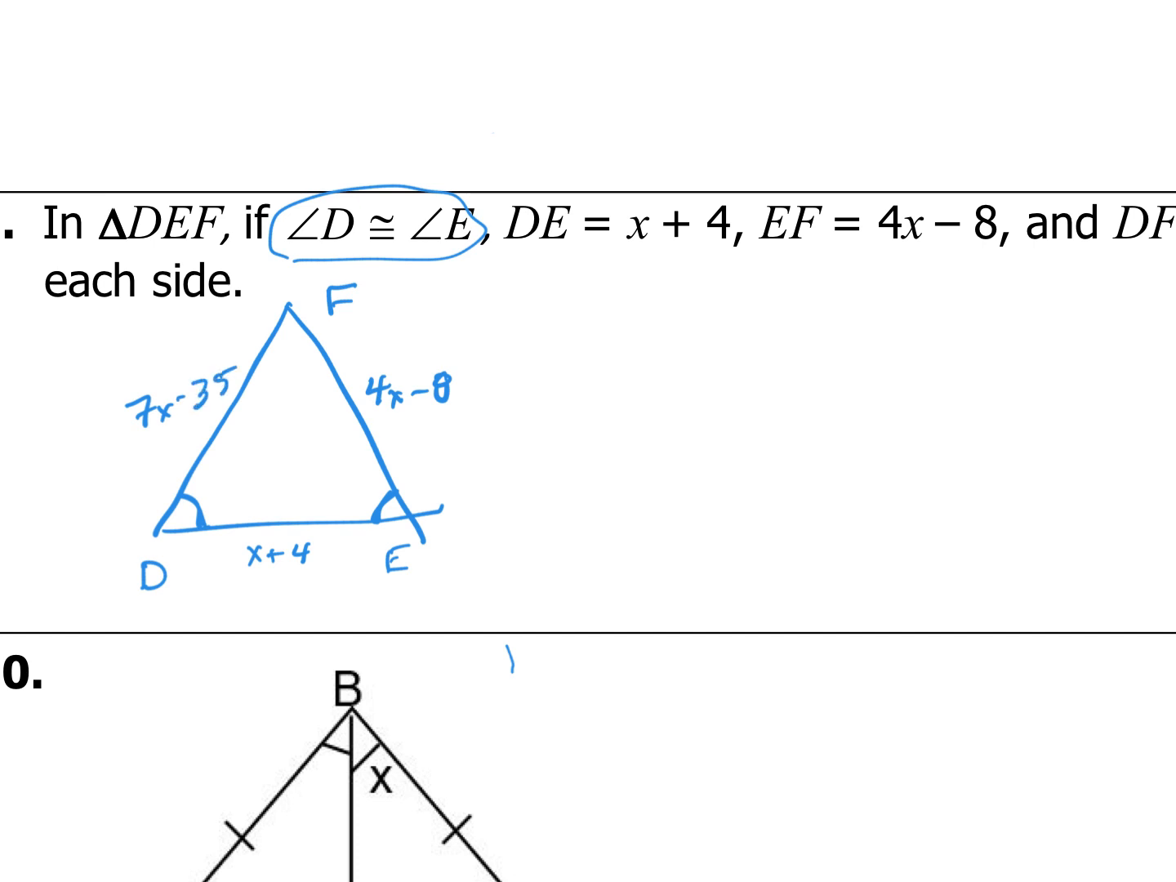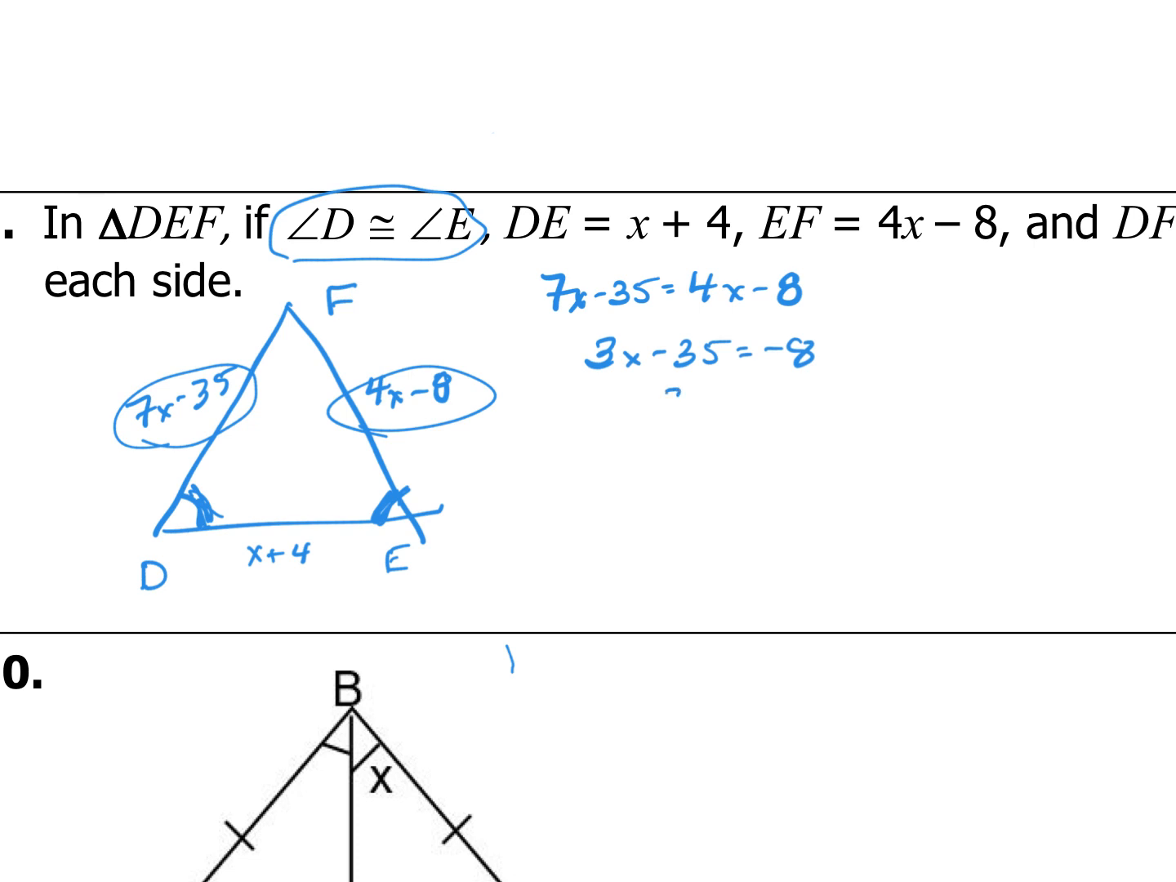So now when we look at our picture, we know our base angles match. So that means our legs match. So we're going to set those equal to each other. So 7x minus 35 is the same as 4x minus 8. They're equal. Subtract your 4x from both sides. Add your 35, so you're going to get 3x equals 27. And then divide by 3, and we get x equals 9.